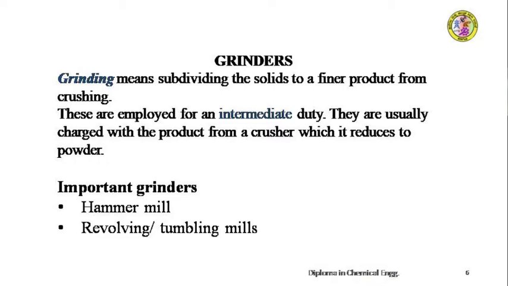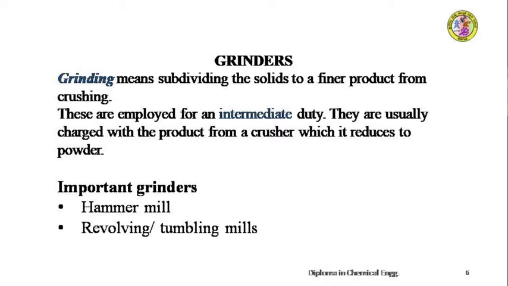They usually take feed from a crusher. They are used for an intermediate duty, that is a duty that lies in between the crushing equipments and ultrafine grinding equipment. So they are charged with the product that is obtained from a crusher. The important grinding machines that we are supposed to study in this particular unit are, one is hammer mill, the other one is revolving or tumbling mill.